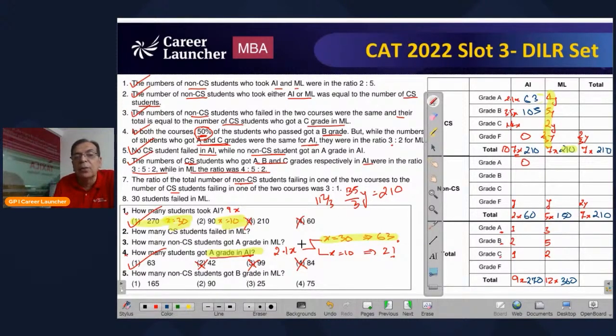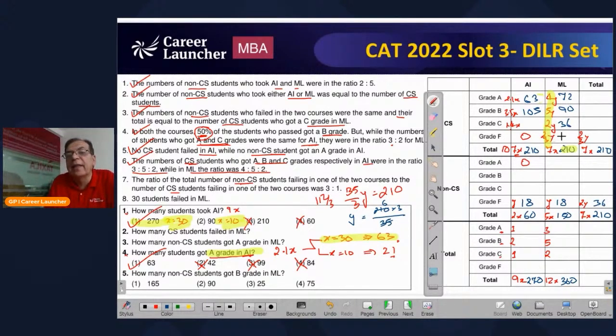I'll just change the color so that it's easier to identify. Y will be equal to 210 into 3 upon 35. 35 into 6 is 210, so 18. So y has to be equal to 18. This is 18. This is 36. That means the 18 4s are 72. 18 5s are 90. 18 2s are 36.